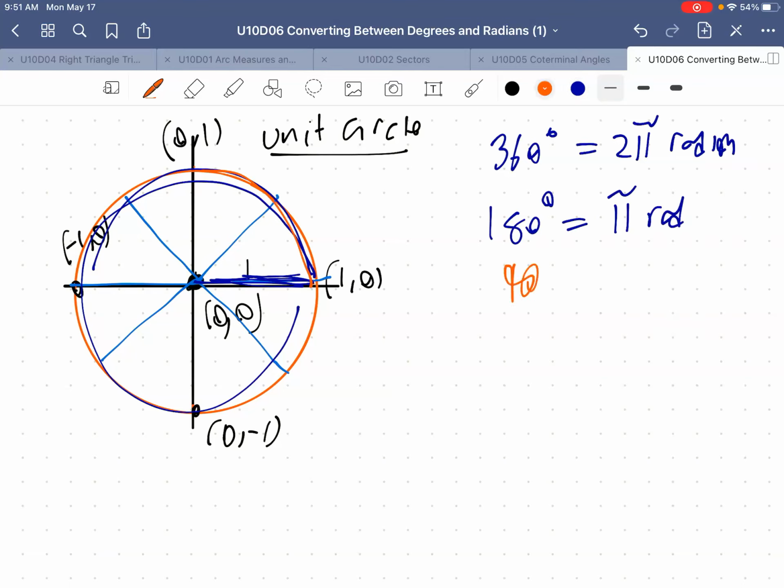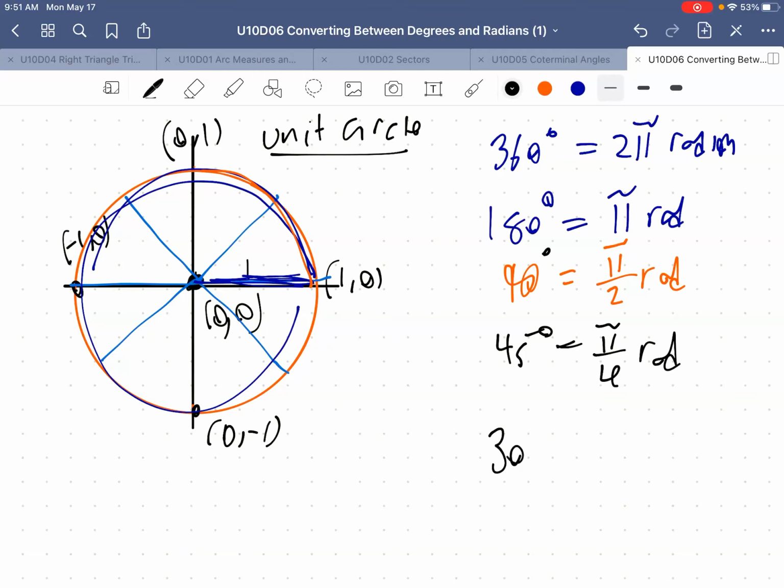The distance of a quarter circle is 90 degrees, which would be equal to half of the half circle, which is pi over 2. So radians are often going to be written as improper fractions. We can get some other key measurements as well. So if we wanted to get 45 degrees, that would be equal to pi over 4.